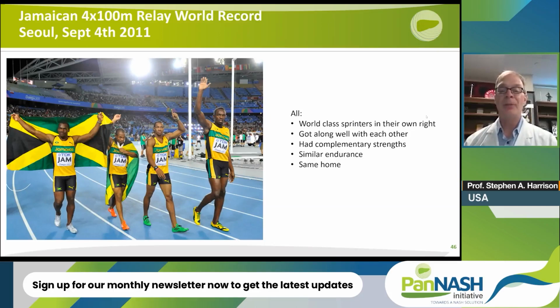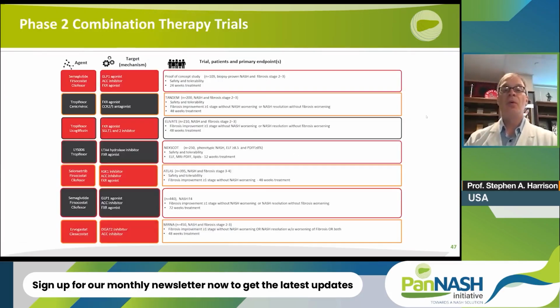Ideally, combination therapy for NASH would hit 4 of these 5. World-class in their own right. They are harmonized and synergistic with each other, but they have complementary strengths, and they're meant for the long haul. In other words, we don't develop a situation where the drug no longer works in the patient over time because of anti-drug antibodies or some other reason, that they have endurance. So combination therapies that are currently underway are listed here. And I would just say that there are more and more of these coming forward. And this is what I'm very excited about for the future.